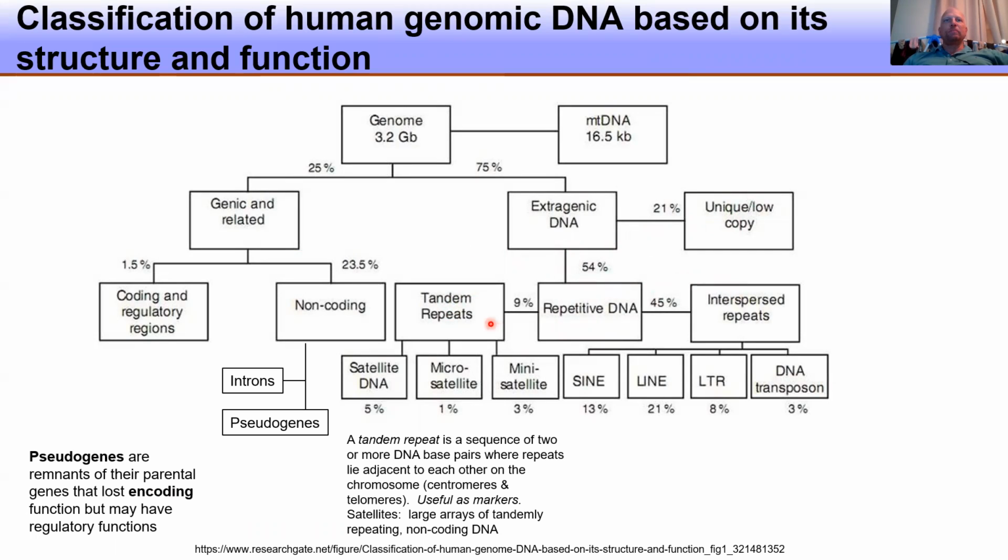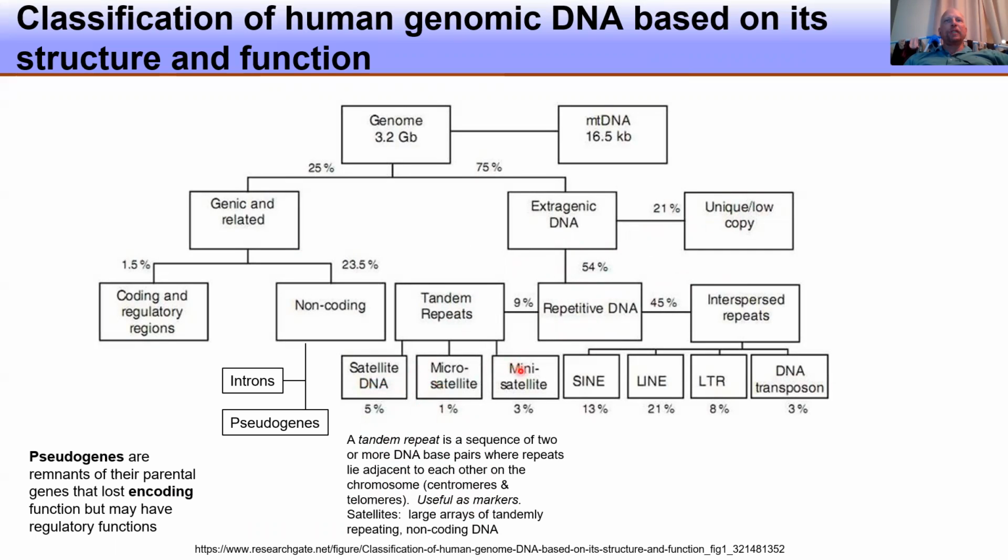interspersed repeats. So definition of a tandem repeat, it's a sequence of 2 or more DNA bases that are adjacent to each other on a chromosome, and we find them in centromeres, as we mentioned earlier, and also we find them in telomeres. And they are very useful as markers of disease.